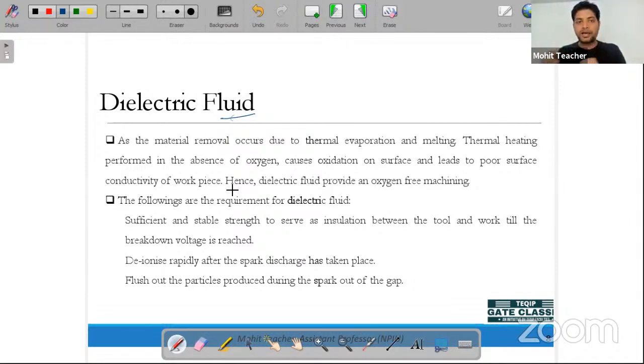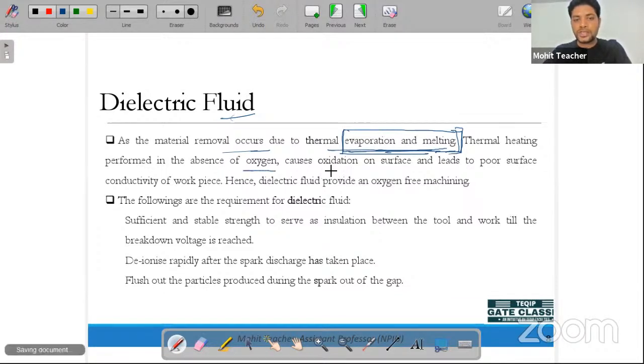The sparking occurs, and the material removal occurs due to thermal evaporation and melting. Please keep in mind that the material removal mechanism in EDM is thermal evaporation and melting. This is an objective question that has been asked previously in ESE and GATE examinations, many times in ESE, and PSUs it is common for everyone. Thermal heating performed in the presence of oxygen causes oxidation on the surface and leads to poor surface conductivity of the workpiece, hence dielectric fluid is provided for oxygen-free machining.